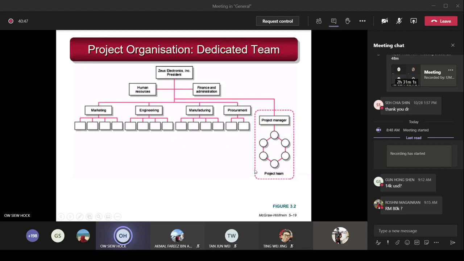They just come out from that department, selected by whichever manager is there, and then you go to this special project, and you only do that project now. You are not doing other work, only this project. That's why it's called a dedicated team. And there's one project manager who leads this team. So this is the structure.